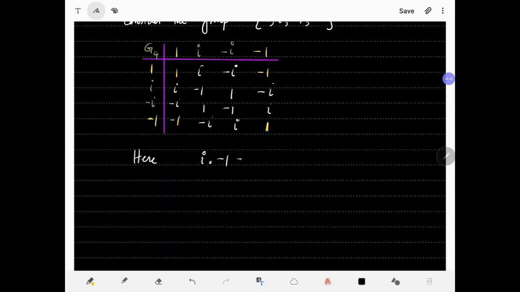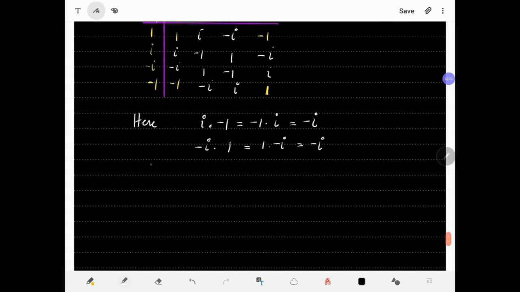Say for example 1 into minus I, which is exactly same as minus 1 into I, which is equal to minus I. And you see, if you take any combination, you would immediately see that the order of the combination is immaterial, and hence every element in the group commutes with each other, and such a group is called abelian group.